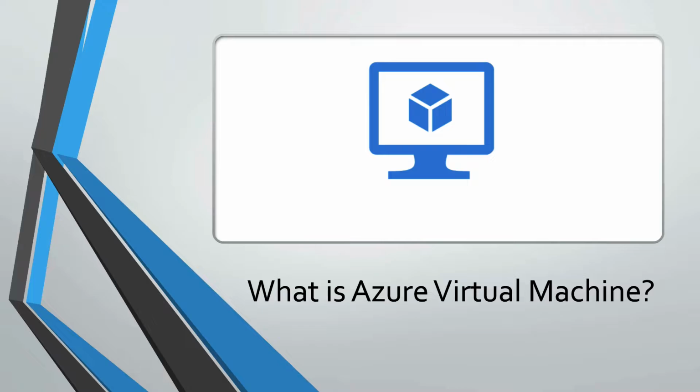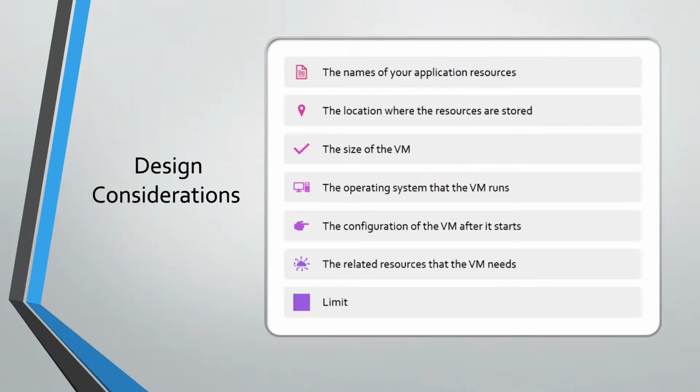It's very easy to spin up a VM, but at the same time, it is important to understand the design considerations for a production environment. So let's discuss the design considerations, which means what do I need to think about before creating a VM? First, the name of your resources. You need to plan the naming convention for your VM, for your application, and for the resources such as the resource group in which you will create the VM.